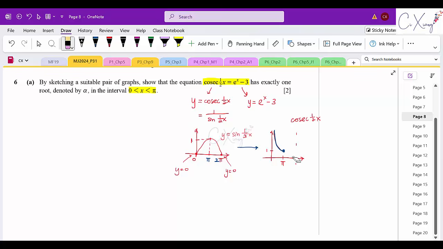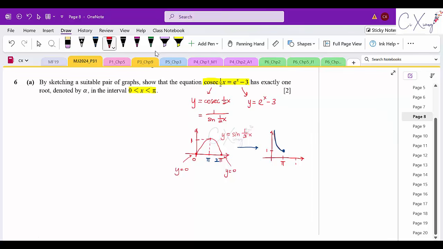Alright, but of course there's another option where you can just memorize the graph yourself. Also can. So either you memorize it or you know the small knowledge here and then you sketch it out by using the original graph. Okay, alright, so I already settled this part for cosecant half x. So let's have a look at e power x minus 3.